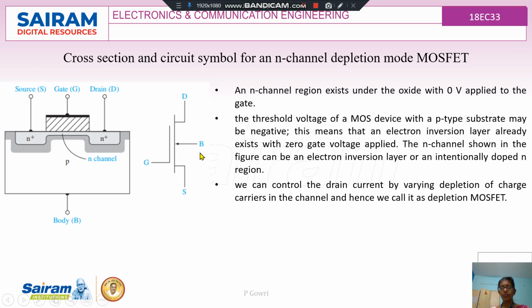We can control the drain flow by varying the depletion of charge carriers in the N-channel, and hence we call it a depletion MOSFET. So in depletion MOSFET, we will be having an inbuilt channel at zero gate voltage, whereas in enhancement, there will not be a channel. The channel will not exist for the zero gate voltage. So that is the difference between enhancement and depletion mode MOSFET.